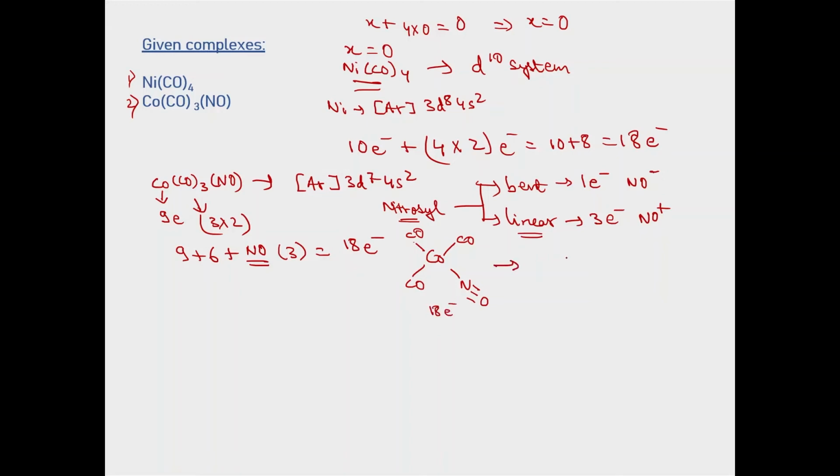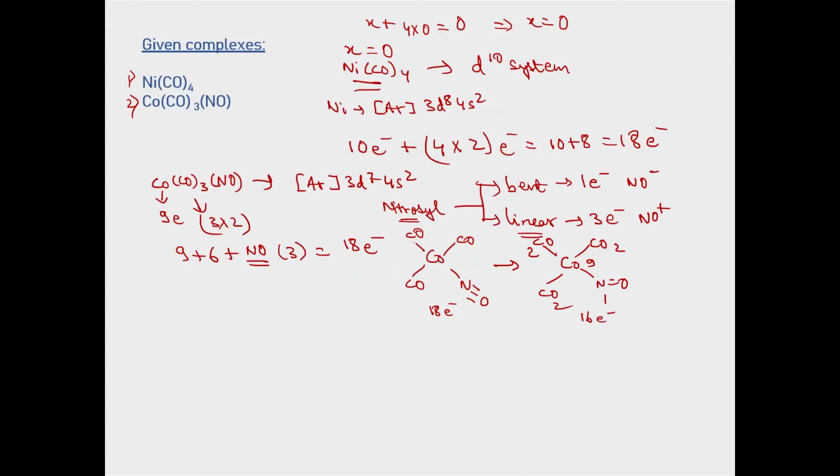But the NO can also coordinate in bent fashion like this, and in this case what will happen? 9 plus 6 plus 1, it will become a 16 electron complex.